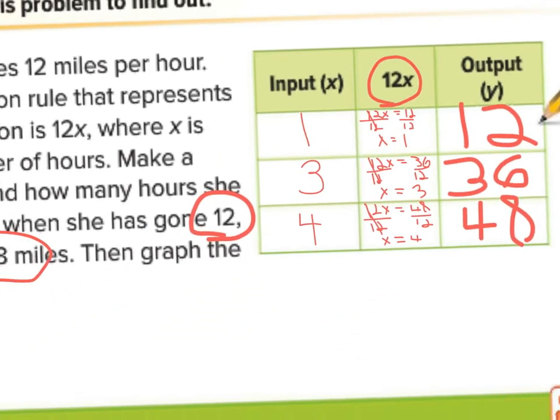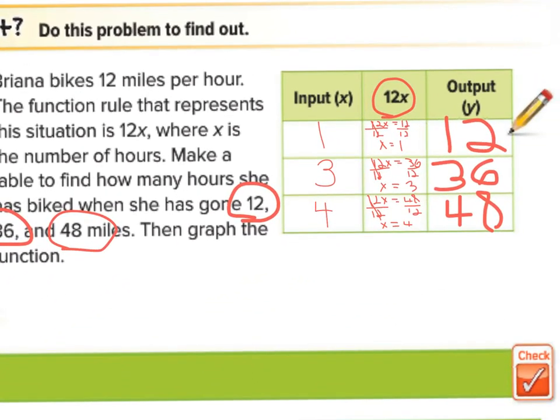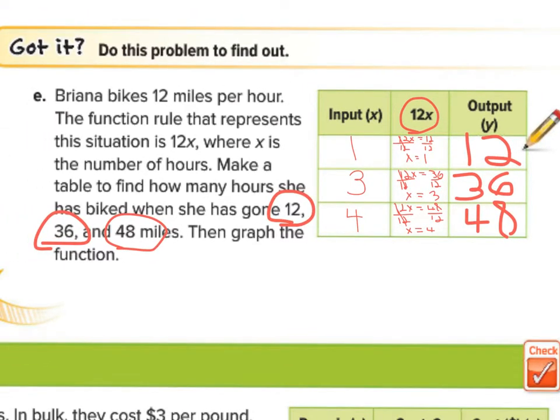Okay, so going back, right? In 1 hour, this is our input. She chose to ride for 1 hour. At the same rate, she got 12 miles. In 3 hours, she rode 36 miles. And in 4 hours, she rode 48 miles.